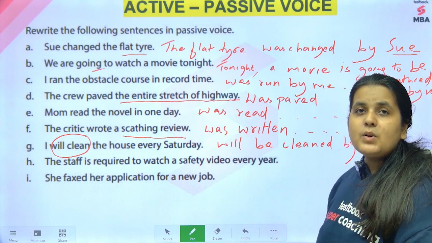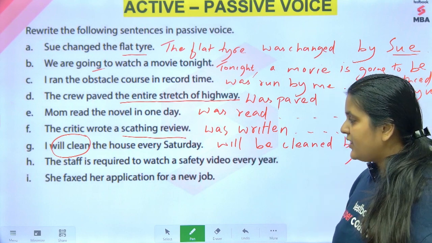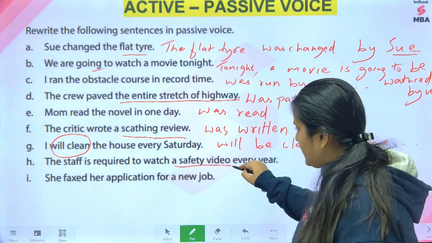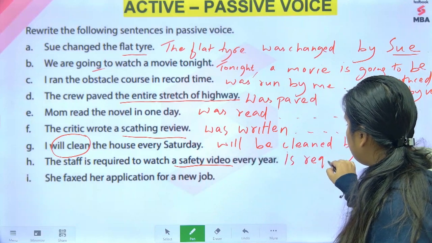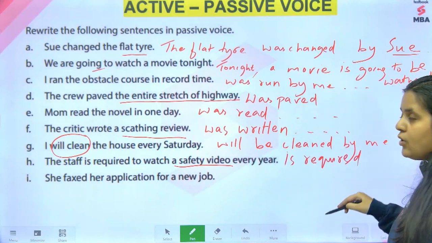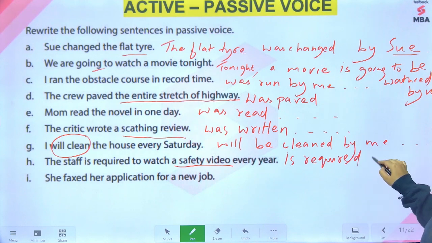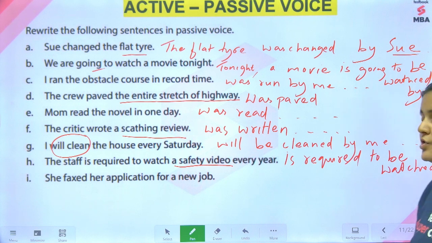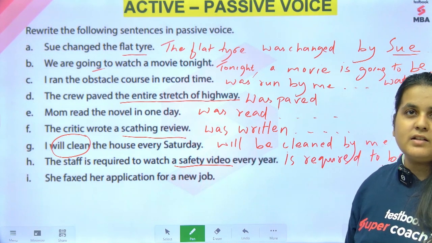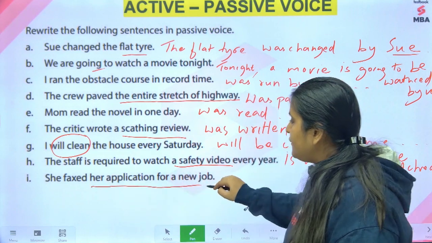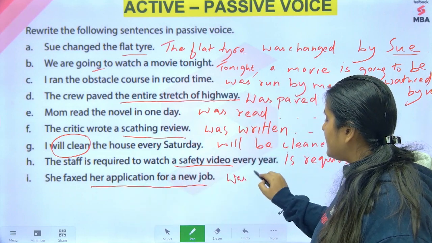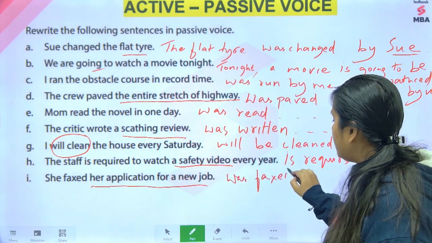The staff is required to watch a safety video every year. A safety video is required. Okay, to watch hai, that will change to is required to be watched. A safety video is required to be watched by the staff every year. She faxed her application for a new job. Her application for a new job was faxed by her.